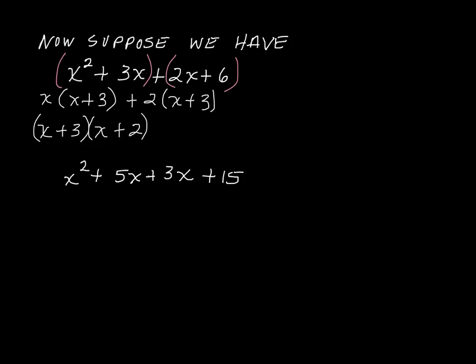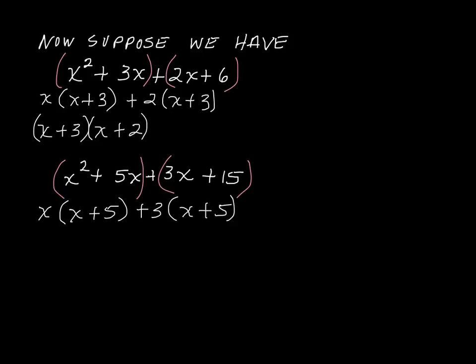We have x squared plus 5x plus 3x plus 15. Right now, I want you to resist the urge to combine those two terms. I'm just doing this as an illustration. Okay, I want you to see the illustration that we can group them, factor out an x, and we'll have x plus 5. Factor out a 3, and we'll have x plus 5. And then we have x plus 5 times x plus 3 as our factored form.